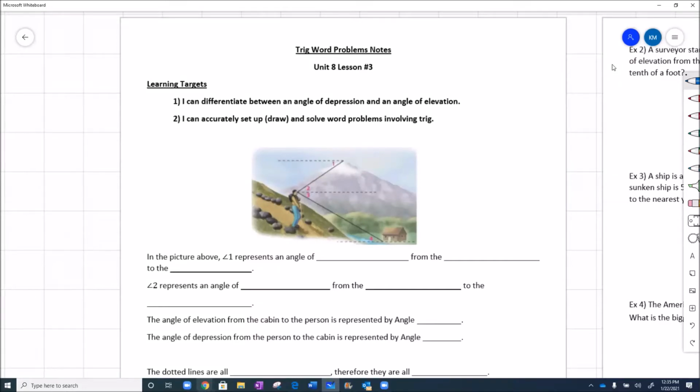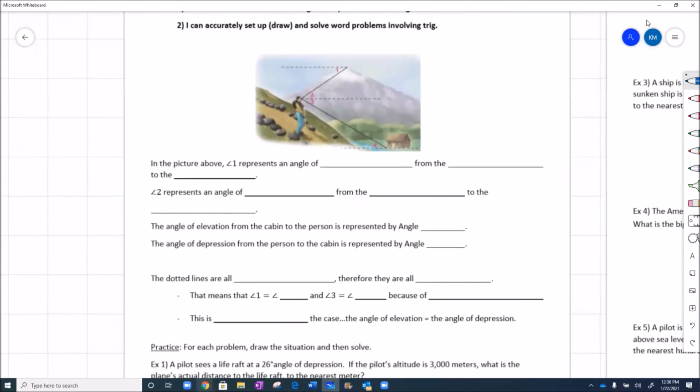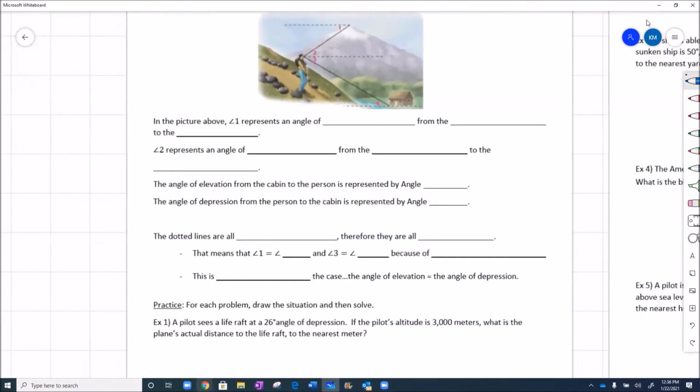Today we're going to look at trig word problems. At the end of this video, you should be able to differentiate between an angle of depression and an angle of elevation, and you should be able to set up and solve word problems involving trig. We've already talked about solving for angles and side lengths in just everyday situations, I guess, if you're using trig every day. So now we're going to look at setting up word problems that involve it.